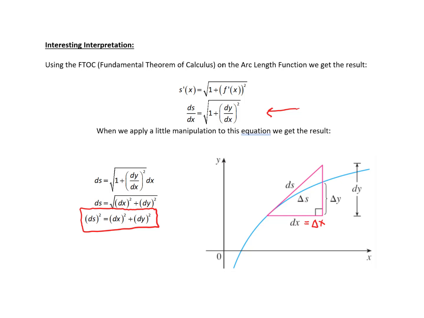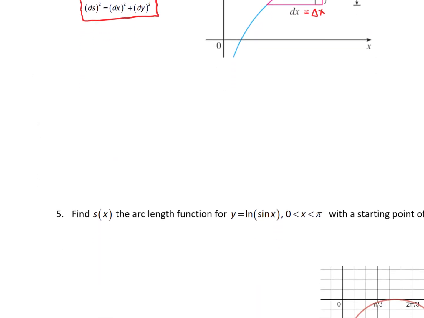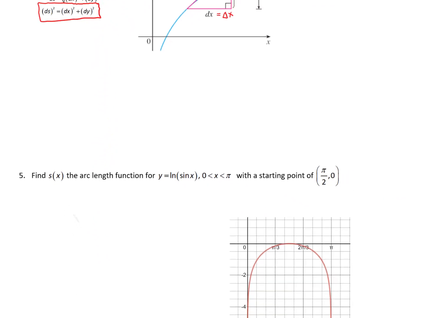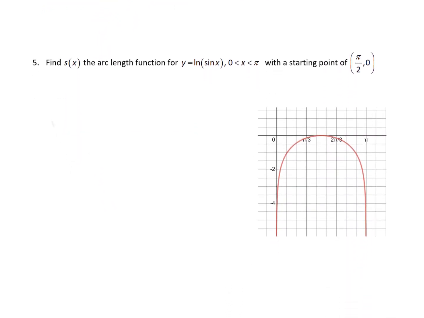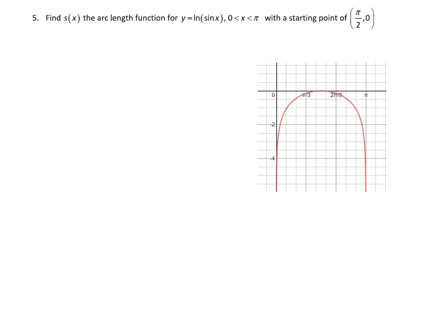But I would like to do an example of that actual arc length function. So if we go down here, let's see if I can get this all on the screen. There we go. Let's look at this particular example. If we wanted to find the arc length of the function y equals the natural log of the sine of x, but because of our domain for the natural log, let's look only at it when x is between 0 and pi, and we'll have a starting point for our new arc length function of x equals pi over 2, y equals 0. So this is going to be our starting point.